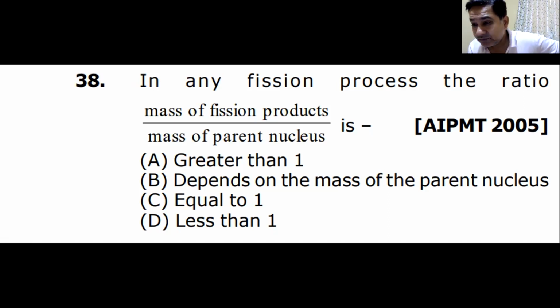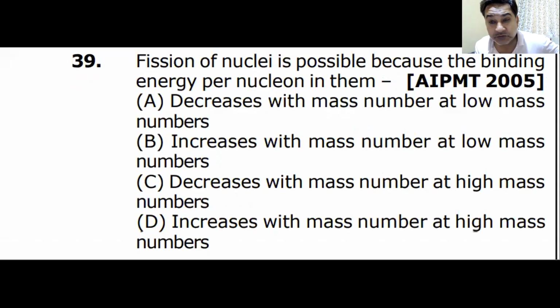Again, 2005. Second question in 2005. Do we understand how many times the question has come? And how easy these questions are? The next question. And you look at the year. Same year.